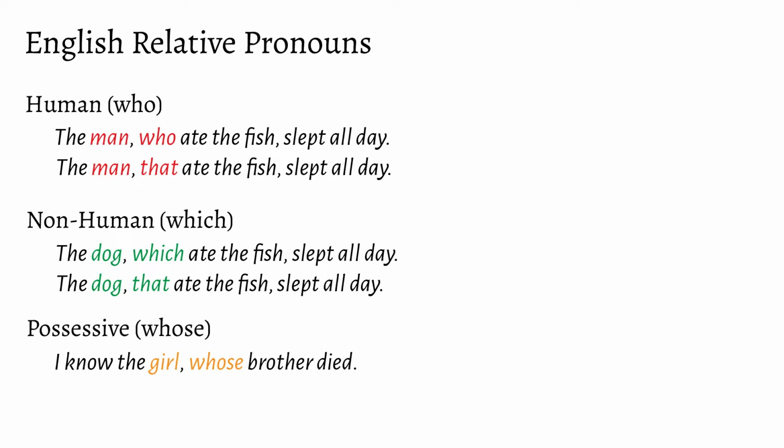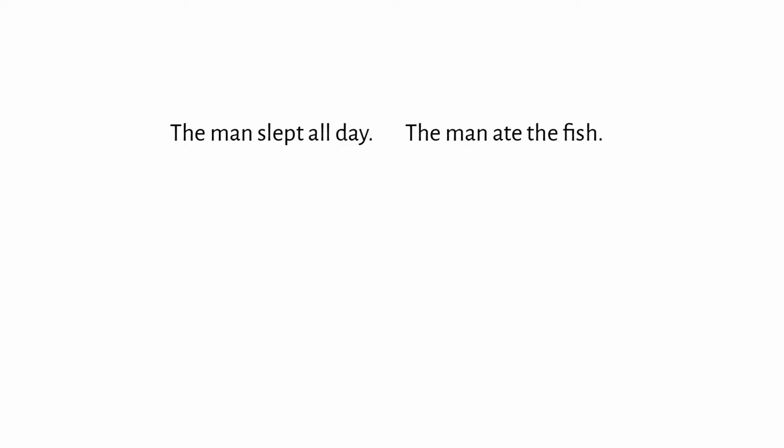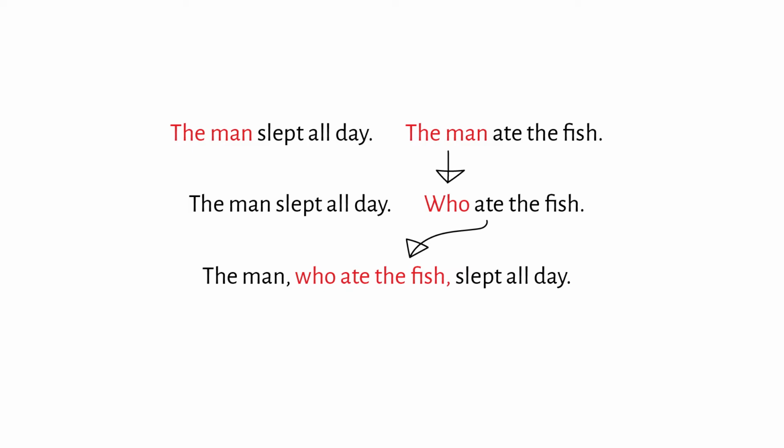What's happening here is that each matrix plus relative clause combination basically starts as two separate sentences. In each sentence, there is a shared noun. This noun in the second sentence is replaced by the relevant relative pronoun before being placed in the matrix sentence.